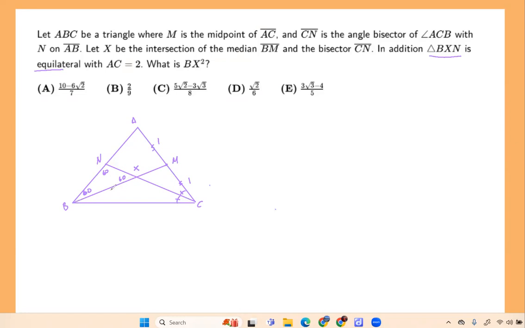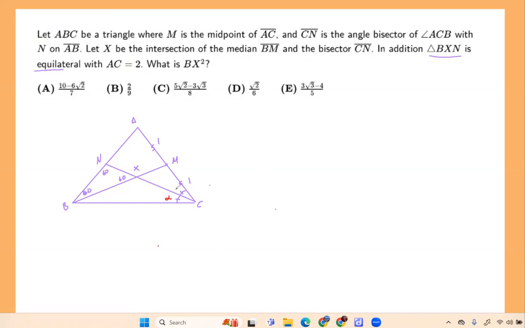So this is the distance we want to find. Okay, so we have to relate the angle bisector, the median, and the equilateral triangle somehow to each other. Similarity is usually one of the best tools in geometry. So maybe we can try hunting for similarities, but we don't really have much given. So maybe we start with labeling the angles.